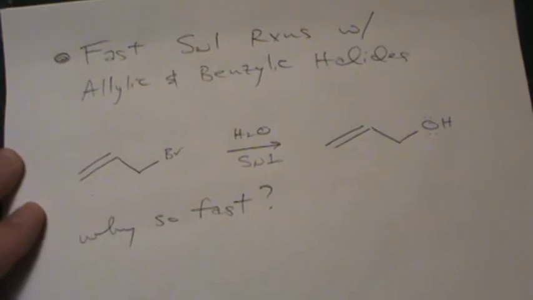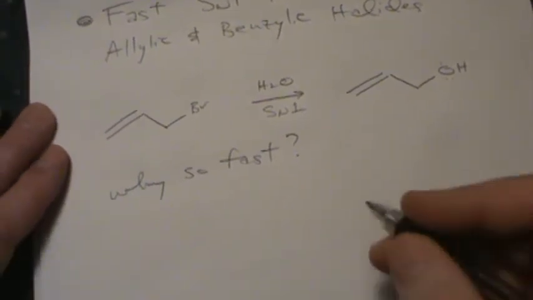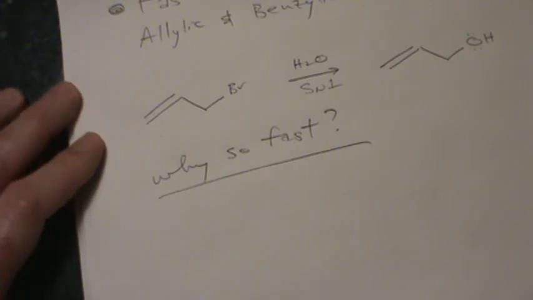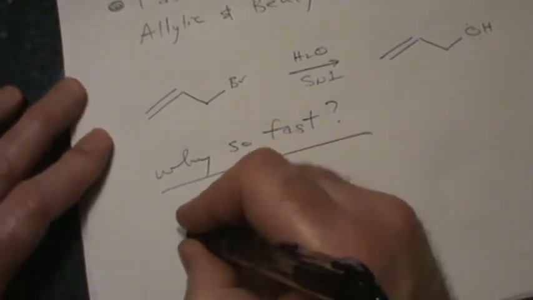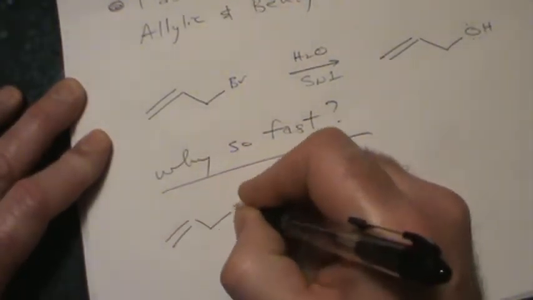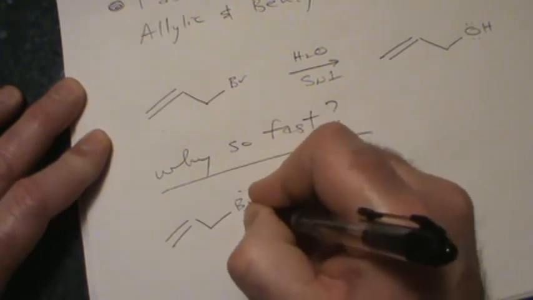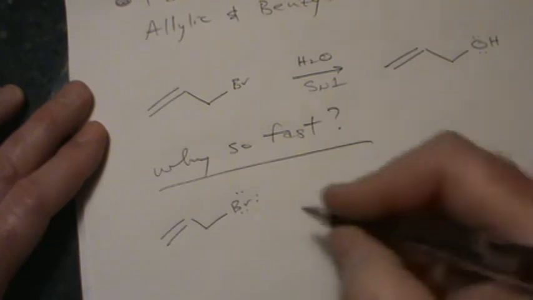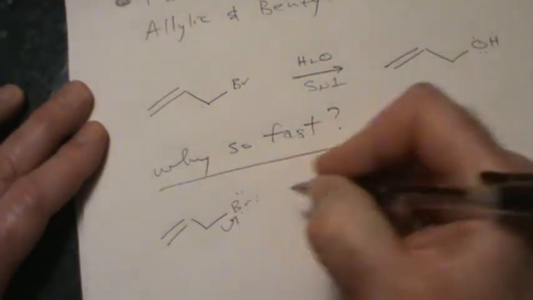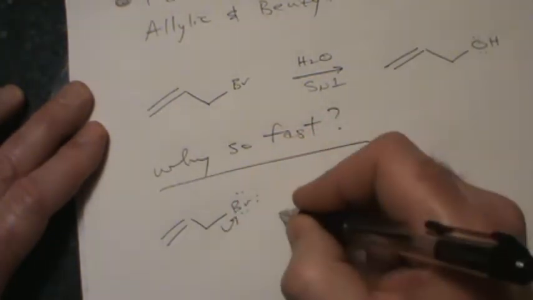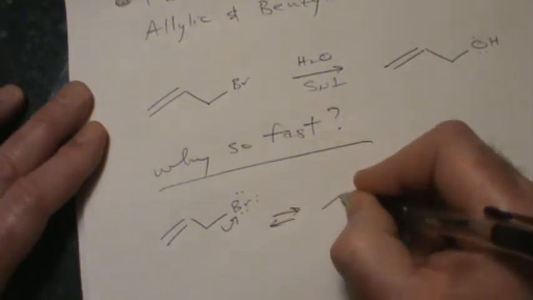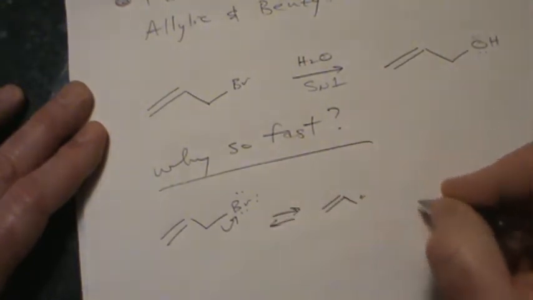So why is this so fast? Why is this reaction so fast compared to other SN1 reactions? We're going to have to look at the mechanism in order to answer that. So here we go. You remember that in an SN1 reaction, the first step of the mechanism is spontaneous ionization of the leaving group, and there's my 2-electron arrow indicating ionization of that leaving group, in order to give us a carbocation.